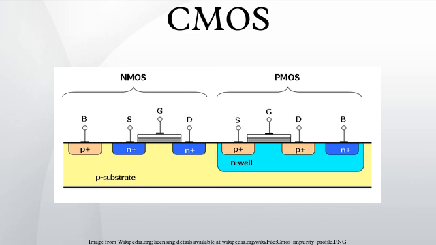CMOS is also sometimes referred to as complementary-symmetry metal-oxide-semiconductor. The words complementary symmetry refer to the fact that the typical digital design style with CMOS uses complementary and symmetrical pairs of p-type and n-type metal oxide semiconductor field effect transistors for logic functions. Two important characteristics of CMOS devices are high noise immunity and low static power consumption.